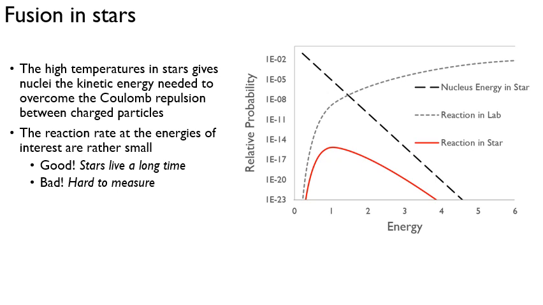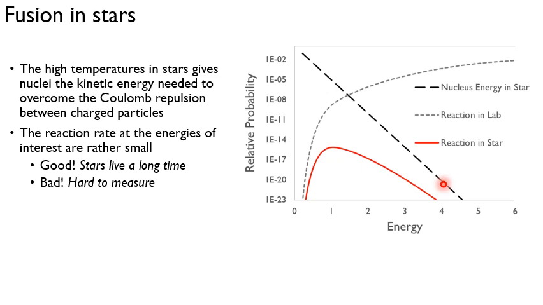So what's shown in this plot, the vertical axis is the relative probability of something. The horizontal axis is energy. So if we look at the probability of having a certain amount of energy, our nucleus having a certain amount of kinetic energy in a star, that looks like this line here. So this is something called the Maxwell-Boltzmann distribution. And what this means is you have a high probability of having a relatively low energy, and you have a low probability of having a relatively high energy.